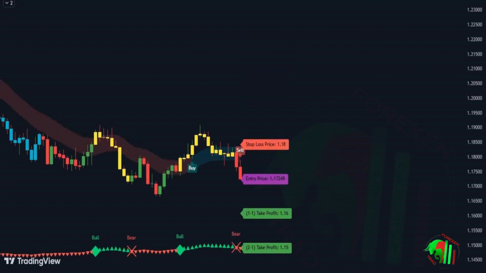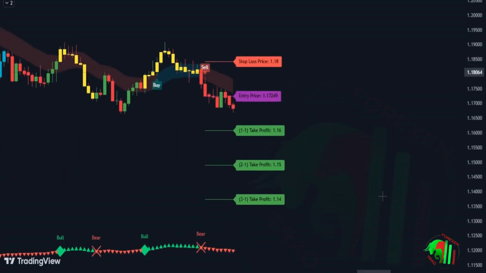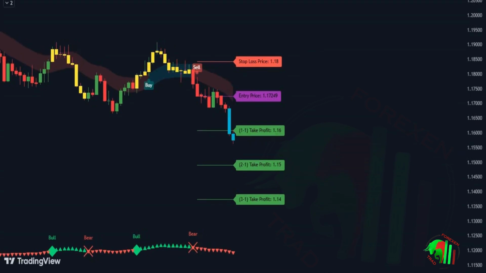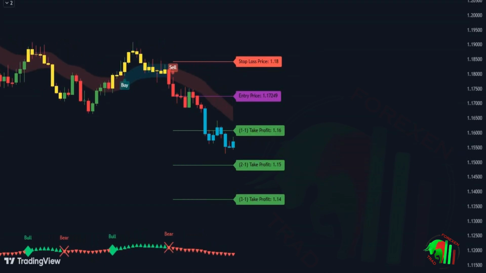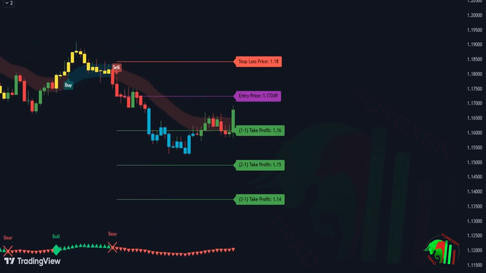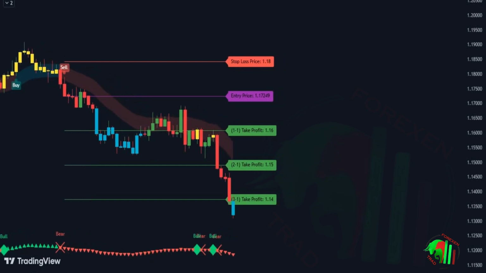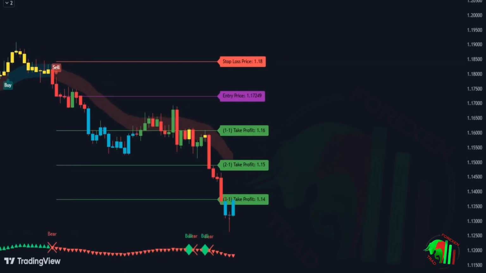We got a sell signal from the trend signals indicator. When there is a matching signal with the easy entry indicator, in this case, we will sell, and the stop loss will be above this red line. The price reached all three targets.